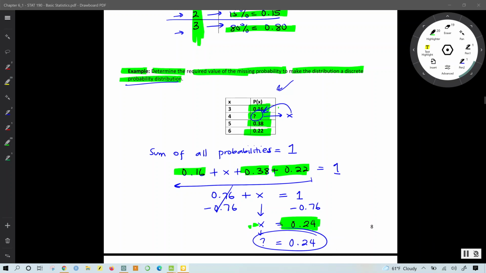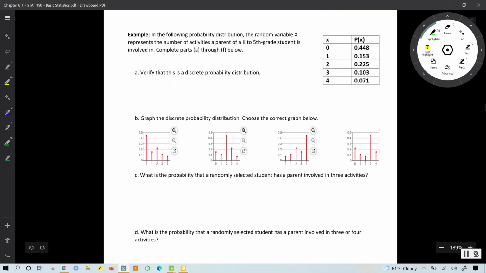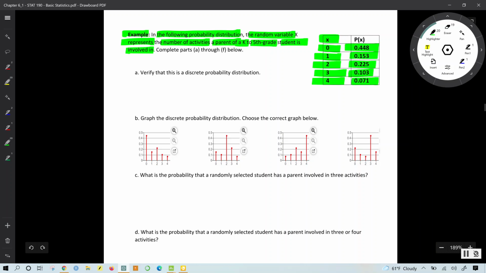Having completed that question, we proceed to the next example. In the following probability distribution, the random variable x represents the number of activities a parent of a K to 5th grade student is involved in. It could be 0, 1, 2, 3, or 4, with the frequency of its occurrence, or the respective probabilities precisely. We'll use this information to complete parts A through F below.